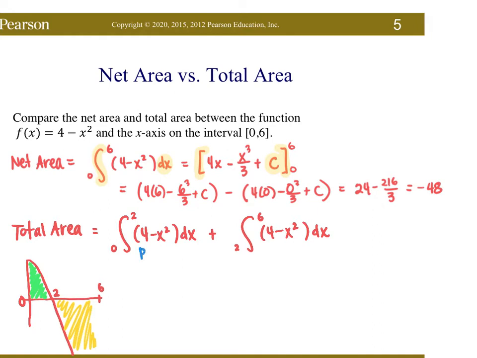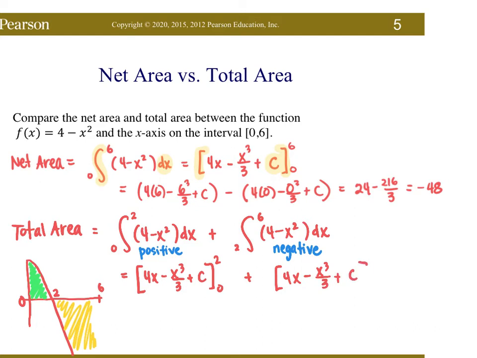Now this part is going to turn out to be positive, and the second one is going to turn out to be negative, which I will need to put absolute values around that part. All right, so my antiderivative bracket, 4x minus x cubed over 3 plus c from 0 to 2. And then I also am going to have 4x minus x cubed over 3 plus c from 2 to 6.